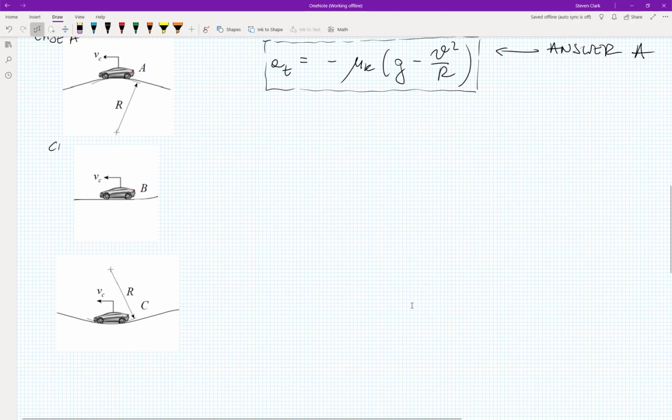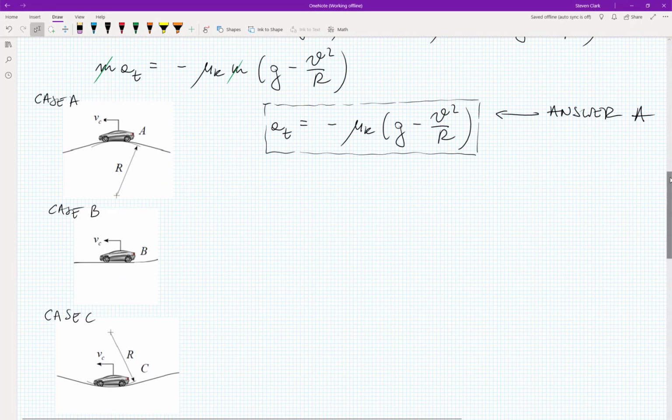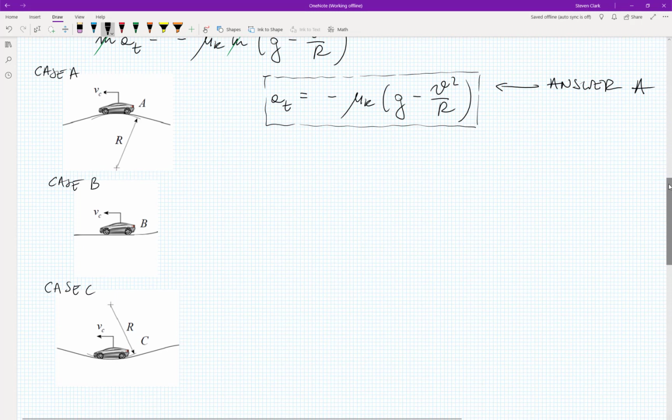So this is case B, and this is case C. Okay, guys, just by looking at the answer we just obtained, can you please tell me what will be AT for case B? I can give you even a hint. What is the radius of curvature? What is the radius of a straight line? It's infinity. Yes, it's infinity.